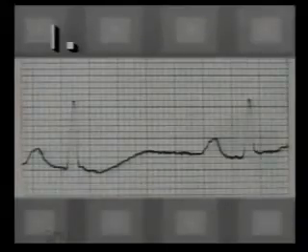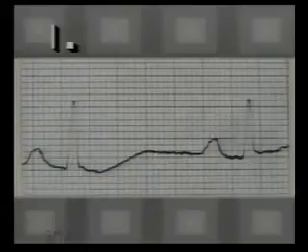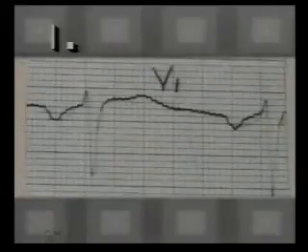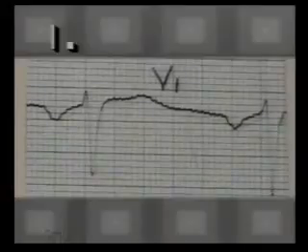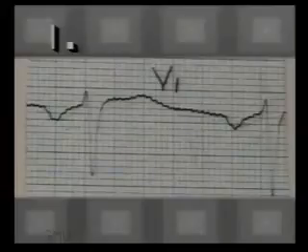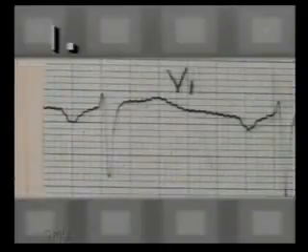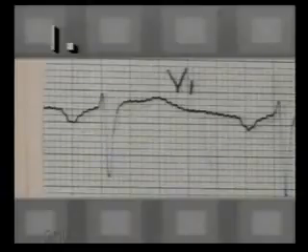Note the P wave in lead 2. It is 3 millimeters wide and 2.5 millimeters tall. So it is biatrial hypertrophy. Now see the P wave in lead V1. The P wave has a broad negative component. In lead V1, P wave is biphasic. The first positive component is right atrial and second negative component is left atrial. So left atrial hypertrophy can also be diagnosed from a broad negative P wave in lead V1.